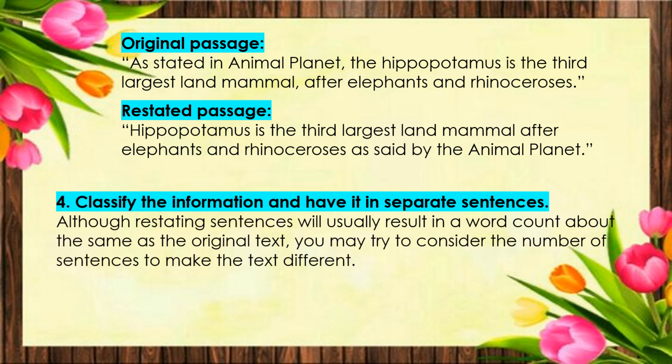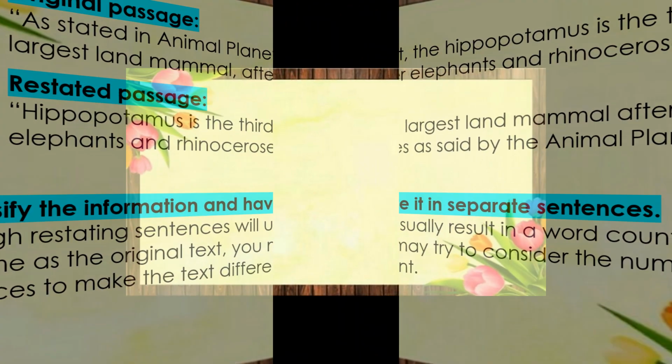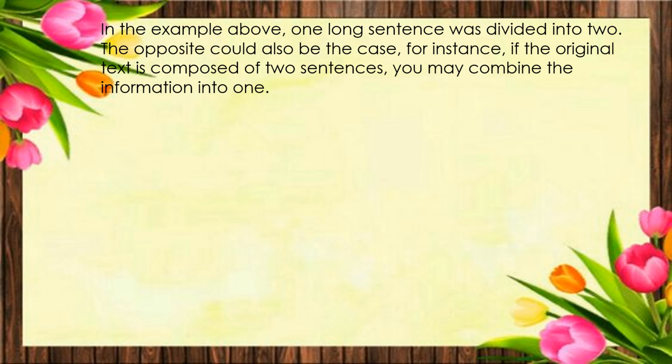Number 4. Classify the information and have it in separate sentences. Although restating sentences will usually result in a word count about the same as the original text, you may try to consider the number of sentences to make the text different. In the example above, one long sentence was divided into two. The opposite could also be the case. For instance, if the original text is composed of two sentences, you may combine the information into one.